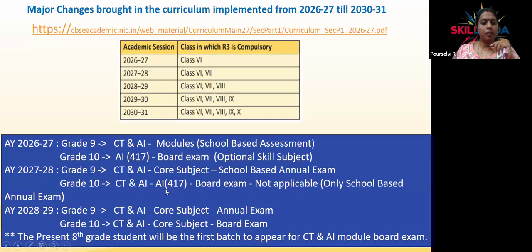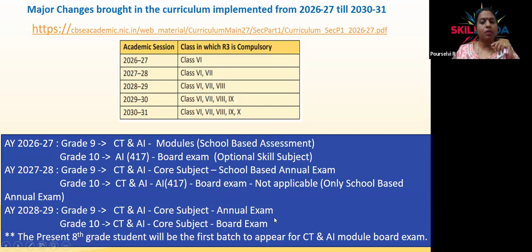So here it will become a core subject because here itself in 9th it is mandatory to take a core subject. Maybe next year in 10th you don't want to take up CT and AI, it's optional. We can leave it to the school because it is not mandatory for 10th, it is mandatory for 9th to take up that module, the CT and AI module. And when this batch of 9th comes to 10th, again it becomes a core subject in the year 2028 to 29.